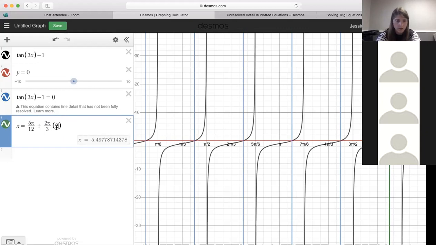Oh, we're down less than a minute. It may boot us off Zoom. If it boots us off Zoom, just rejoin because I do want to show you the Desmos. But this is kind of cool.